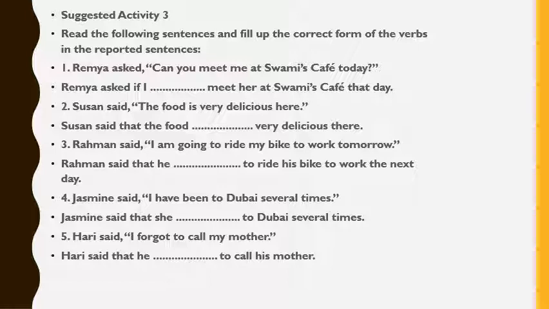Jasmine said, "I have been to Dubai several times." Jasmine said that she had been. Have been becomes had been to Dubai several times. Hari said, "I forgot to call my mother." Forgot is already past tense. You have to change it into past participle. Hari said that he had forgotten to call his mother.